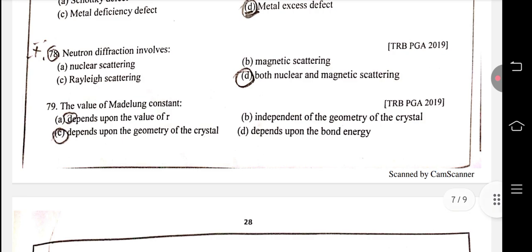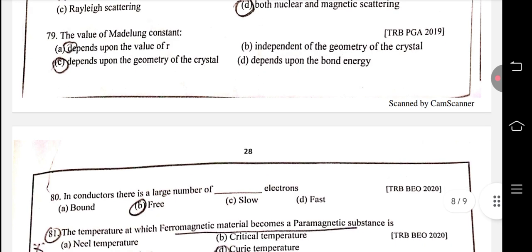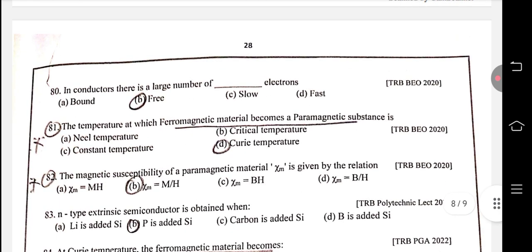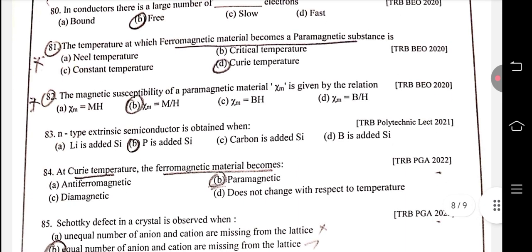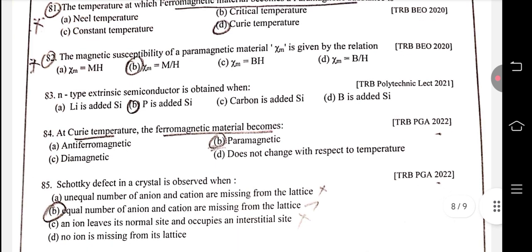Neutron diffraction involves both nuclear and magnetic scattering. The value of the Madelung constant depends on the geometry of the crystal, not on the value of the radius. Therefore, A and C are both correct. In a conductor, there is a large number of free electrons. The temperature at which a ferromagnetic material becomes paramagnetic is the Curie temperature. The magnetic susceptibility of a ferromagnetic material is given by the relation B is M by H.